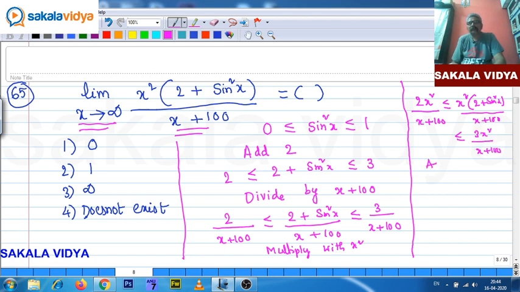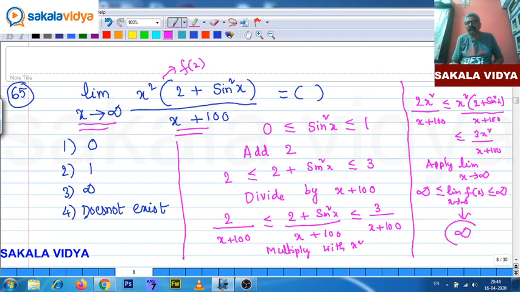So, now apply the limit x approaches infinity throughout. What does it become here? The x square coefficient is 2, here the x square coefficient is absent. 2 by 0 is infinity, less than or equal to, let us say this is f of x, for example. So, limit x approaches infinity f of x is less than or equal to infinity. So, simultaneously it becomes infinity itself only. So, that means the third option is the right option.